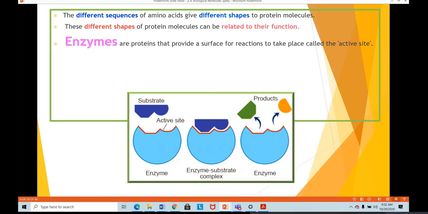So the long chains of amino acids from which protein molecules are formed can curl up into different shapes. The way in which the chain curls up, and therefore the three-dimensional shape of the protein molecule, is determined by the sequence of amino acids in the chain. So different sequences of amino acids result in different shapes of the protein molecule.